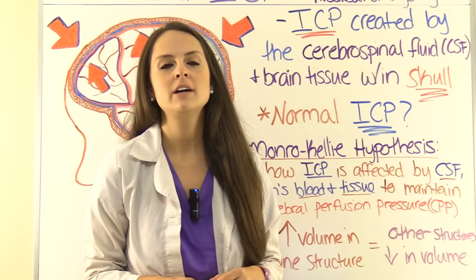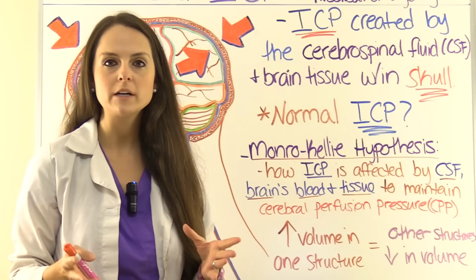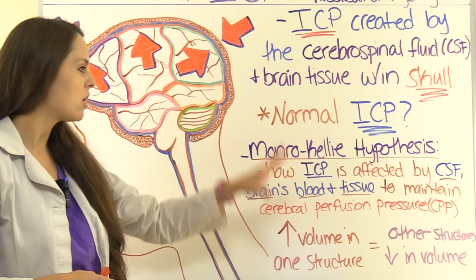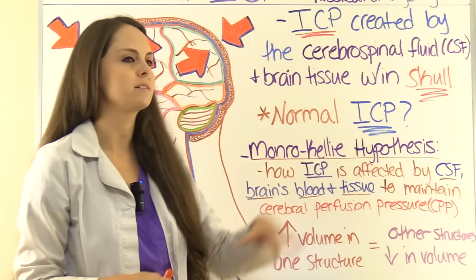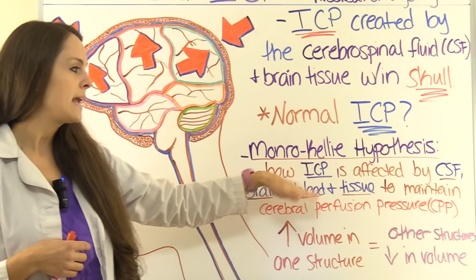Now let's talk about the theory on how the body tries to compensate whenever a patient is experiencing increased intracranial pressure. Well, to do that, we have to talk about Monro-Kelly hypothesis. You really can't talk about intracranial pressure unless you discuss this because it gives us our pathophysiology on how this condition is happening. So what it deals with is how the intracranial pressure is affected by those three important structures that we just went over, the cerebrospinal fluid, the brain's blood, and tissue.